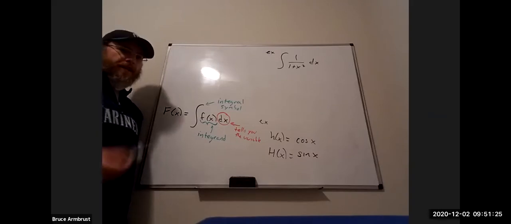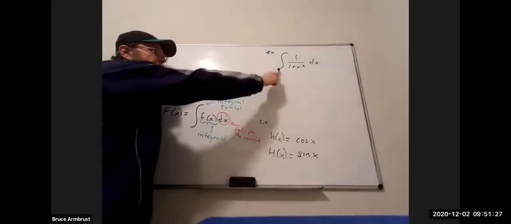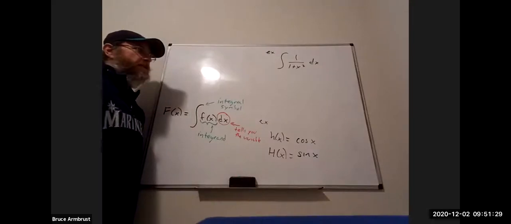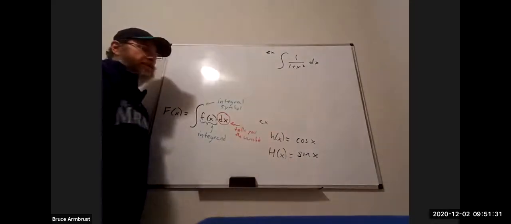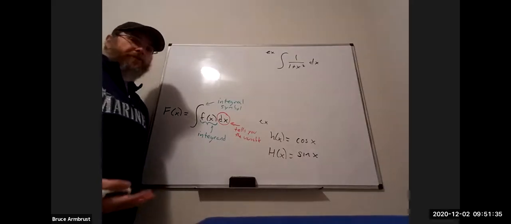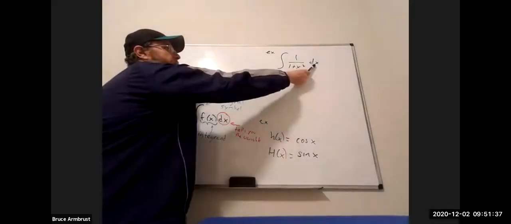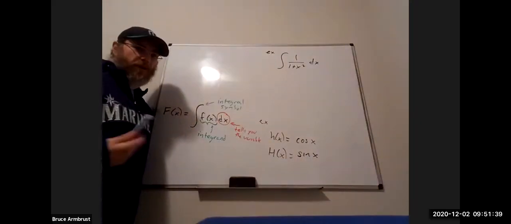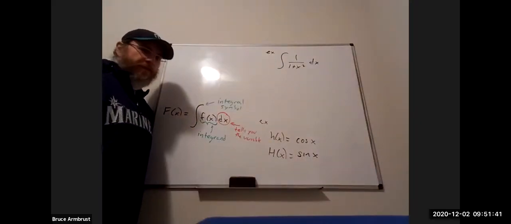Okay, so we've got an integral. So it's saying antidifferentiate. The function we're antidifferentiating is 1 over 1 plus x squared. And the variable is x. Okay, primarily we're going to use x, but it could be t, it could be whatever.